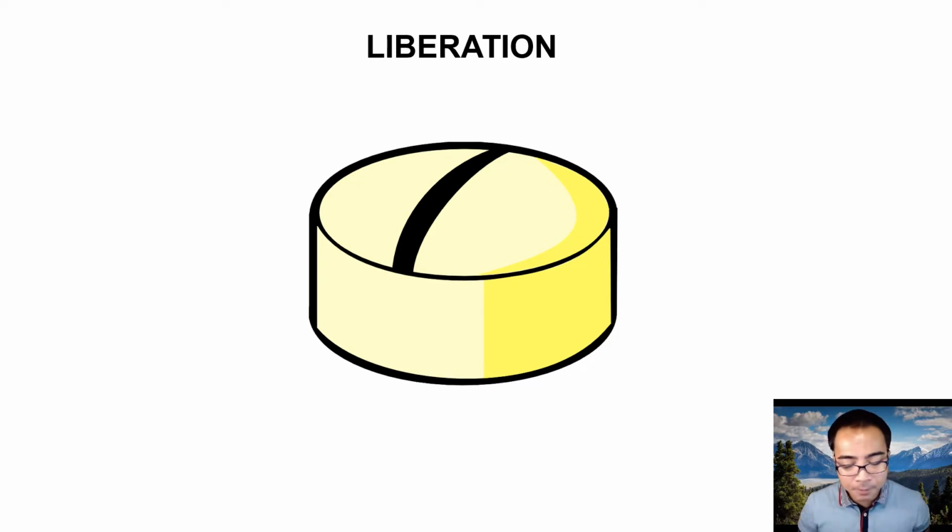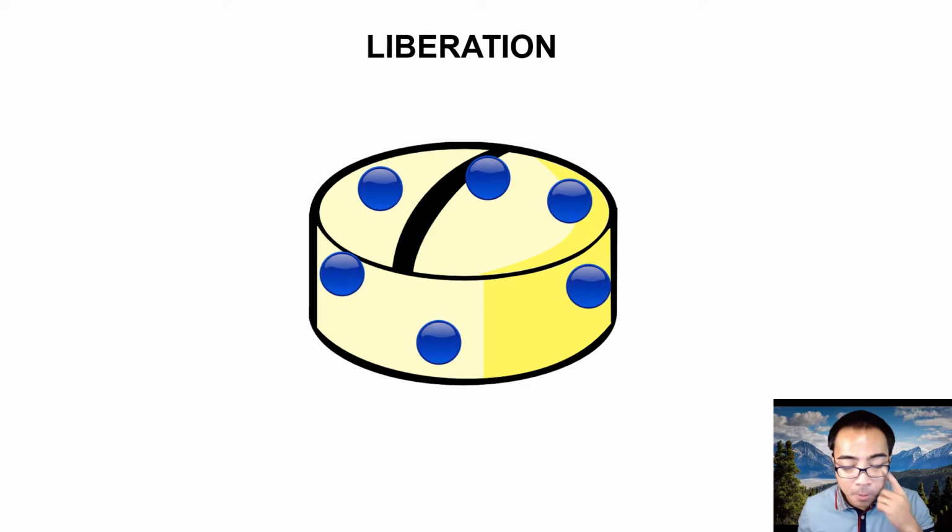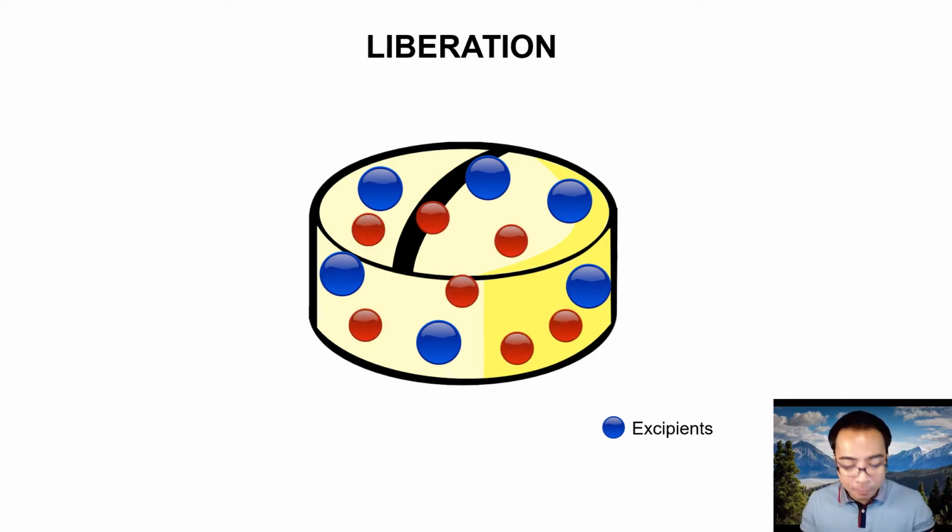Now, let's first talk about, class, the first aspect of the LADMERT system, which is liberation. Normally, when we have a dosage form, oftentimes it's composed of two parts. You have your excipients, could be a bulk adding agent, could be a solubilizing agent, whatever. Basically, excipients are components of a medication that has no pharmacologic effect. And of course, the one with the pharmacologic effect would be the active drug.